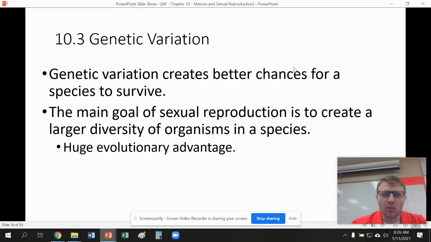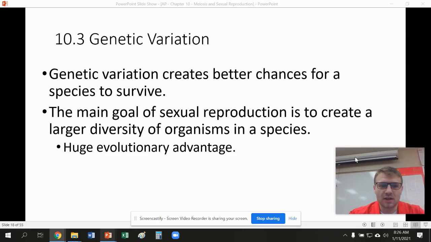And you might be thinking, why do we really care about this genetic diversity? Within sexual reproduction, there's a lot of genetic diversity. If you think of asexual reproduction and how bacteria reproduce, there's not that much genetic diversity, and the only genetic diversity they really see is from mutations. Within sexual reproduction, you get a lot more genetic diversity. That's a huge evolutionary advantage.